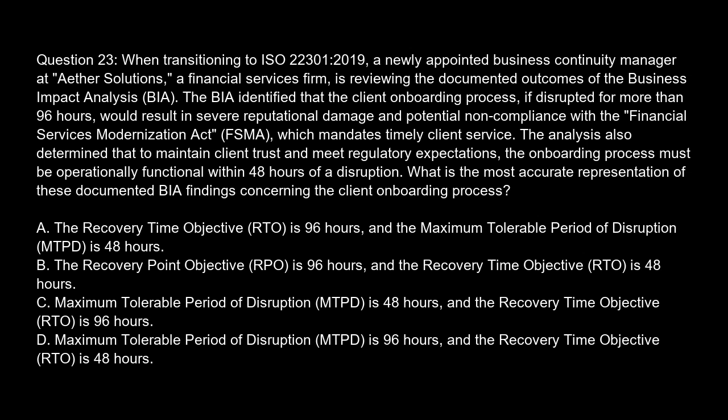Option A. The recovery time objective RTO is 96 hours, and the maximum tolerable period of disruption, MTPD, is 48 hours. Option B. The recovery point objective RPO is 96 hours, and the recovery time objective RTO is 48 hours. Option C. Maximum tolerable period of disruption MTPD is 48 hours and the recovery time objective RTO is 96 hours. Option D. Maximum tolerable period of disruption MTPD is 96 hours and the recovery time objective RTO is 48 hours.